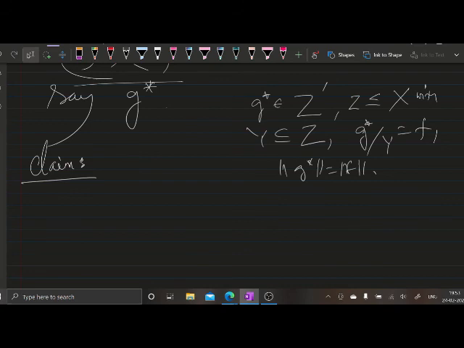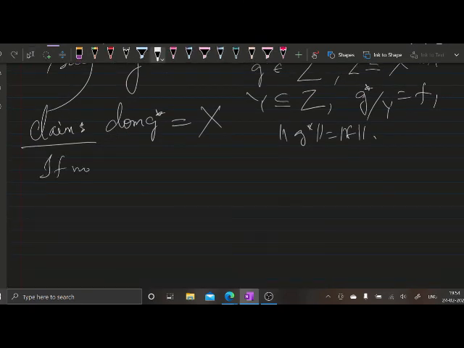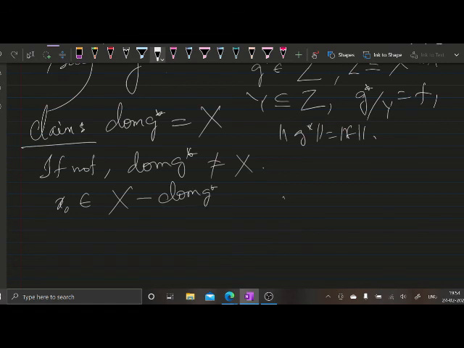Okay. So, our claim is that if we can show that this domain of G star, what that means Z, if Z coincides with the whole space X, then this G star will be your required extension of F, right. So, our claim is that domain of G star equals X. Now, one may say that if not, then what will happen? Then domain of G star must be not equal to X, and then you can take one X naught in the complement of domain of G star in X, okay? And then you can apply, since this is a proper subspace of X, okay.